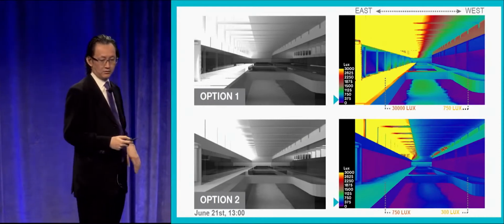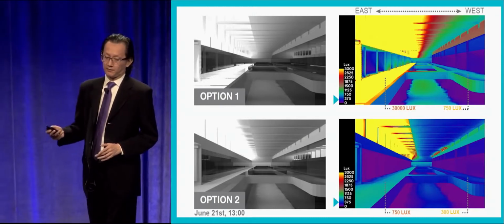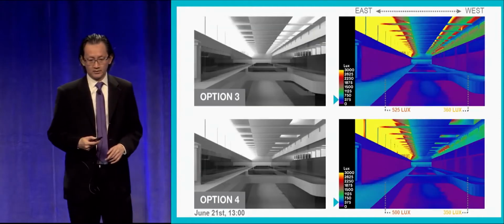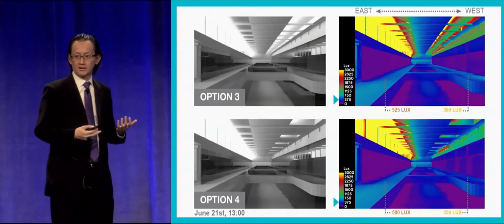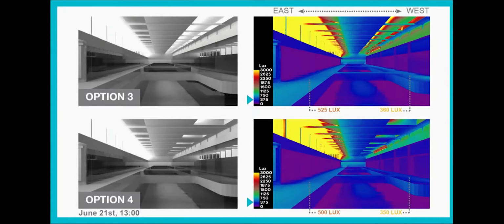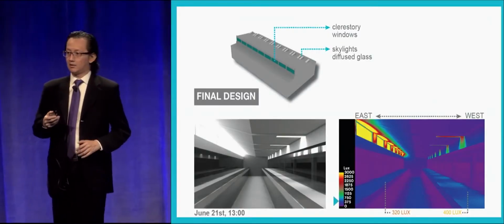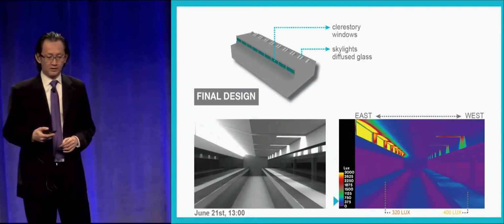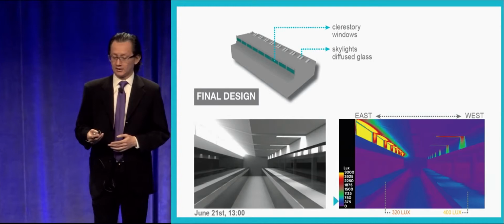In our option 2, it's getting closer to our target. It's 750 and 300 lux. And this is our option 3 and 4. It's getting better and better in terms of the illuminance level that we want to achieve. After several iterations, we chose this option with a clerestory window and a skylight with a diffuse type of glass. You can see the illuminance level, we can achieve the target around 300 and 400 lux.